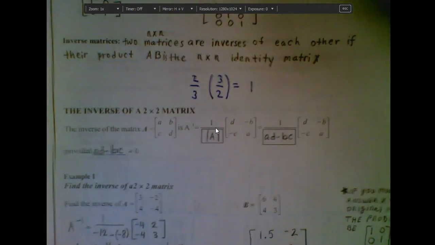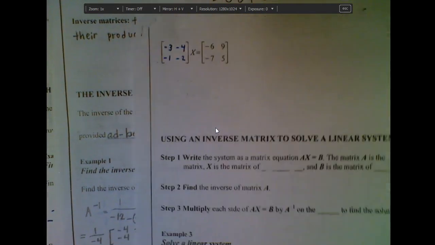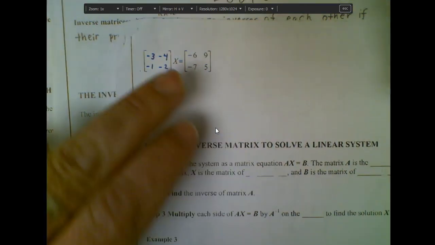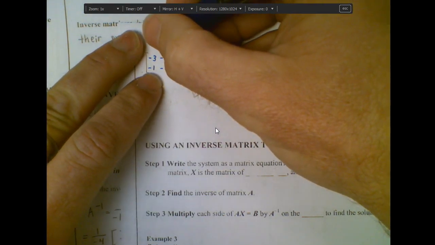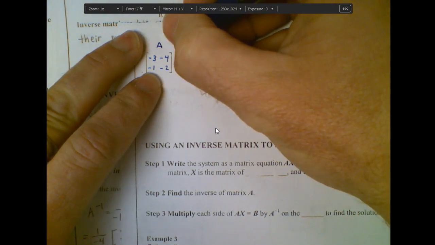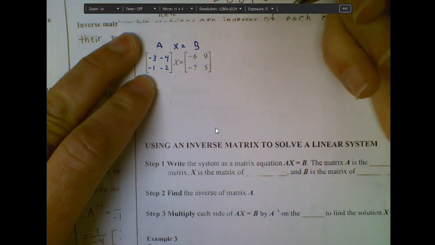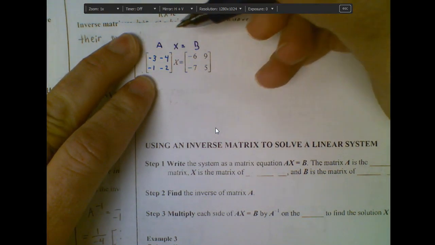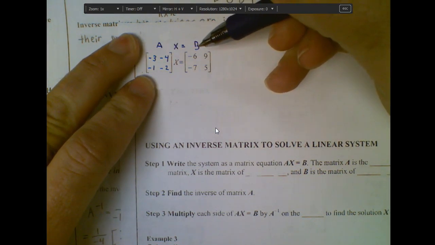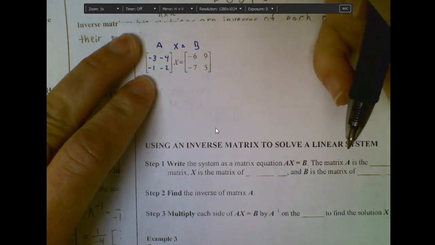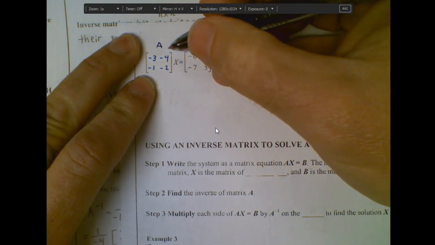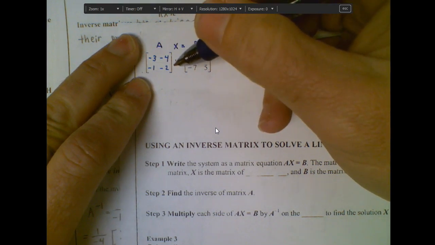Let me show you one. We'll work out one together in case you need to see one. You can always pause and go ahead of me if you really want to. But this is A times x equals B. So again, my goal is to take the inverse of A and multiply it times matrix B in order to get my solution for x. So I first have to find the inverse of matrix A.